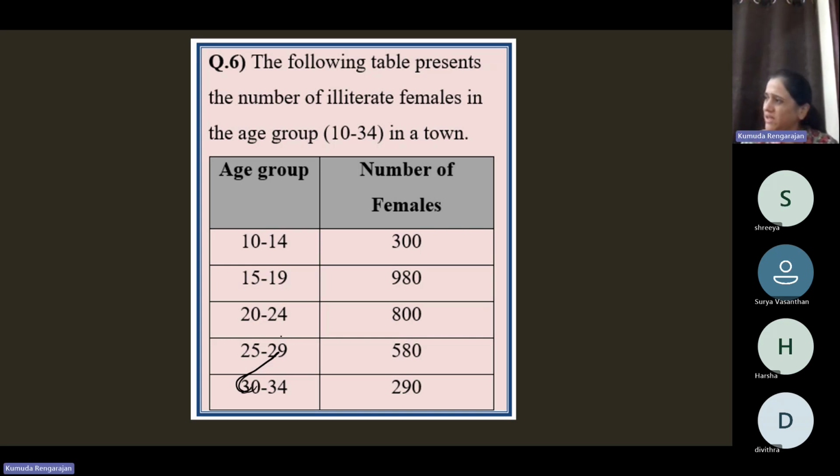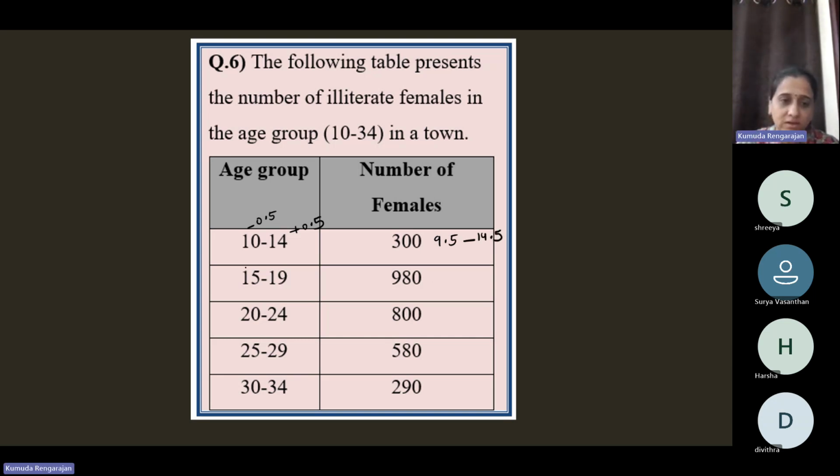The difference can be 2 also. It should be 1, it can be 2. The difference can be anything, but you should always divide by 2. So 1 by 2 is 0.5. So 10 minus 0.5, 9.5. 14 plus 0.5, 14.5. So the class interval for the first one will be 10 minus 0.5, 9.5 to 14 plus 0.5, 14.5.